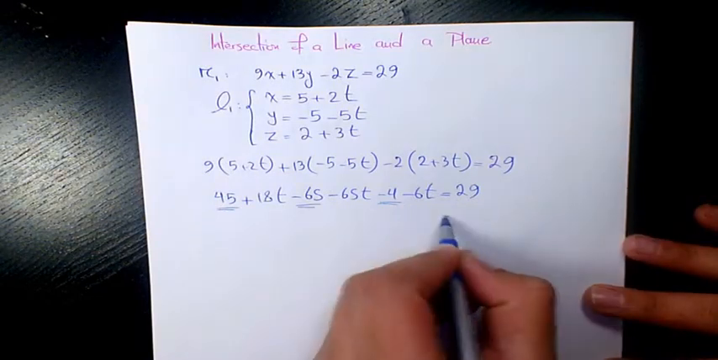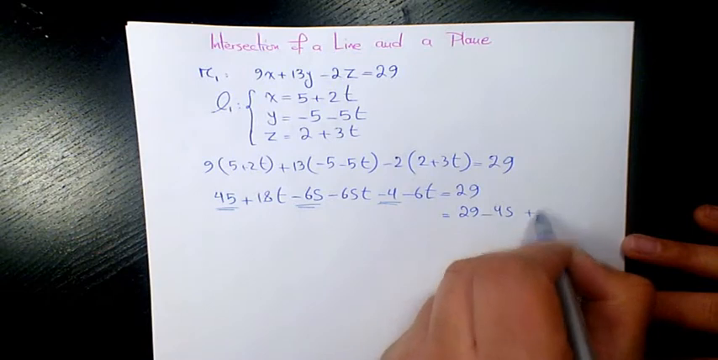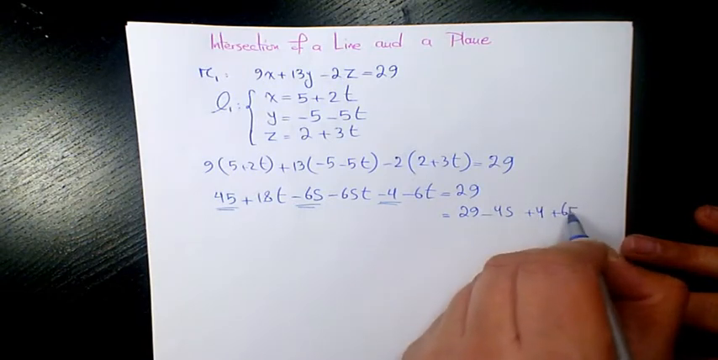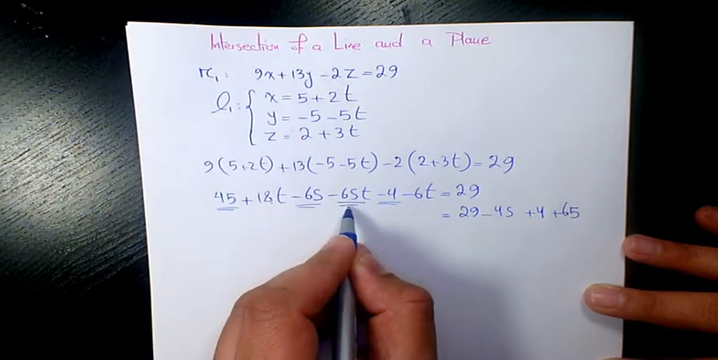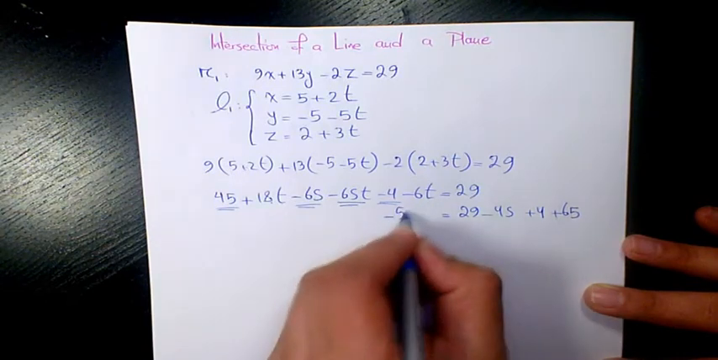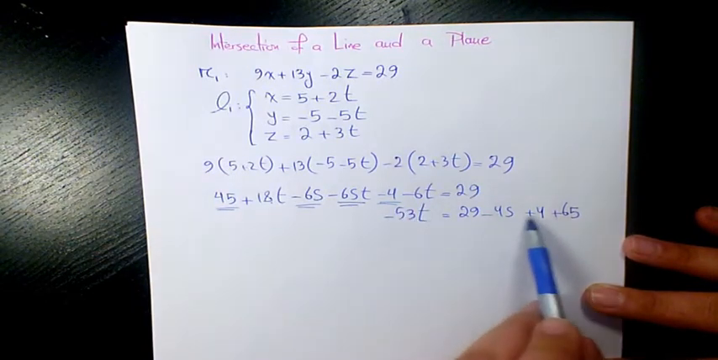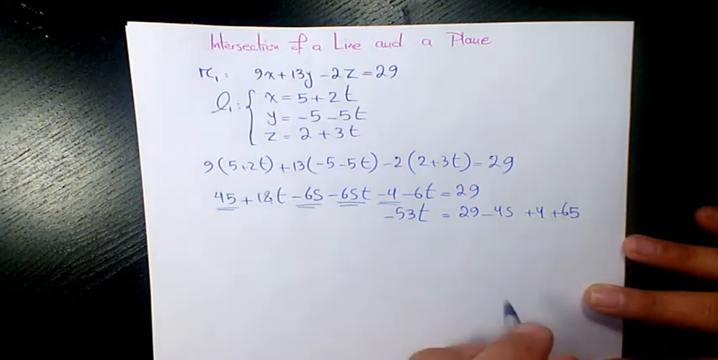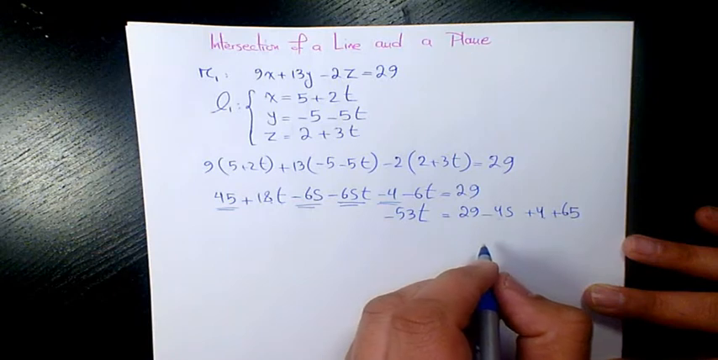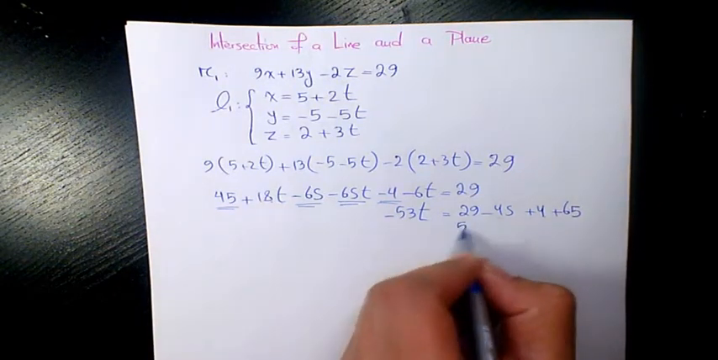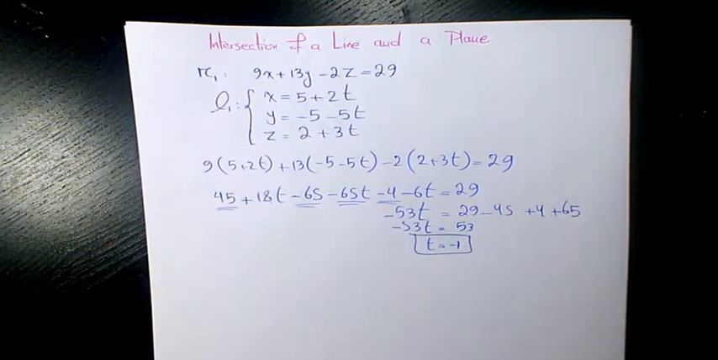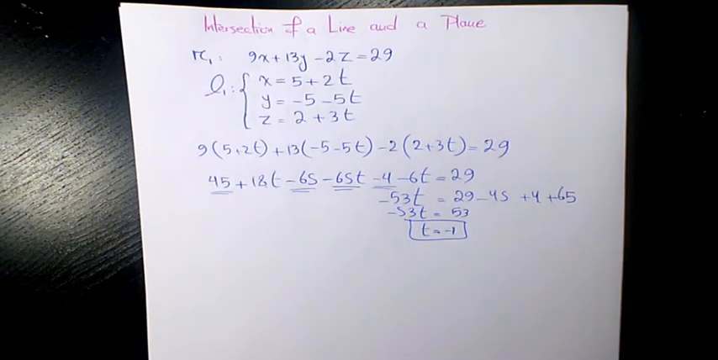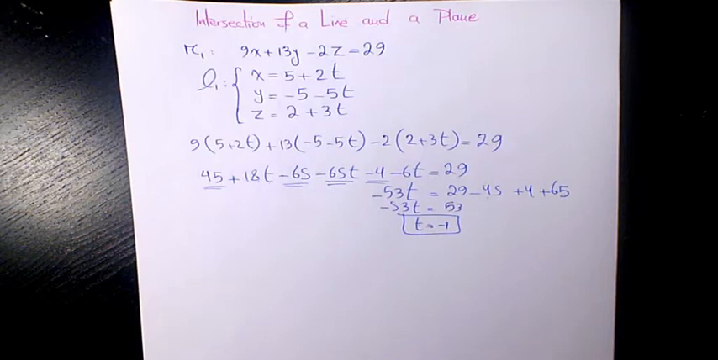So we'll move them to the other side, 29 minus 45 plus 4 plus 65, and here 18t minus 65t minus 6t, that's negative 53t, and here 29 minus 45 plus 4 plus 65 will be 53, so negative 53t equals 53, so t will be negative 1. Since a single value of t is available, it means that the line and plane intersect at only a single point when t is negative 1.